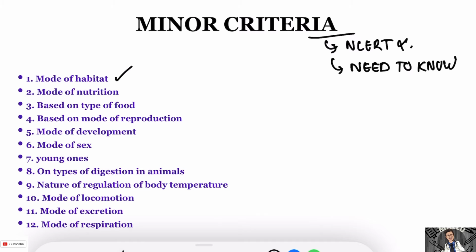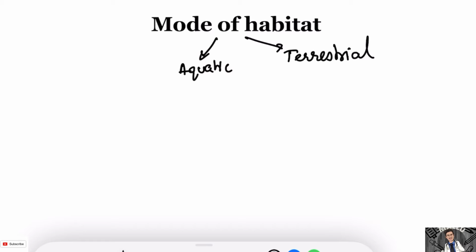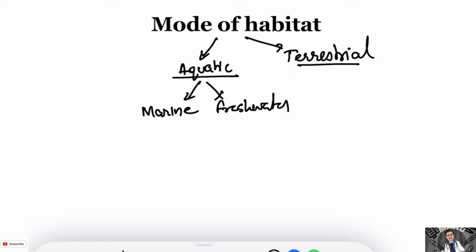So first one, mode of habitat. So based on the mode of habitat, how are the animals divided? They are divided into aquatic and terrestrial, which means the animals which live in water are aquatic and the animals which roam in the land are terrestrial. And aquatic are further divided into marine and freshwater. Marine are those which are seen in the seawater, and freshwater those seen in lakes, ponds, etc.